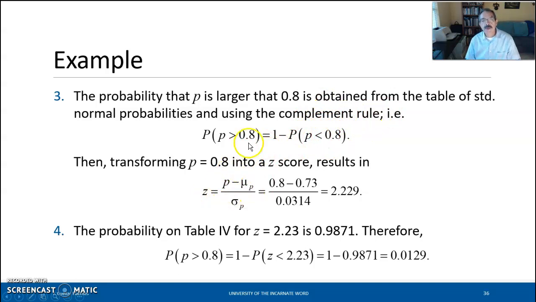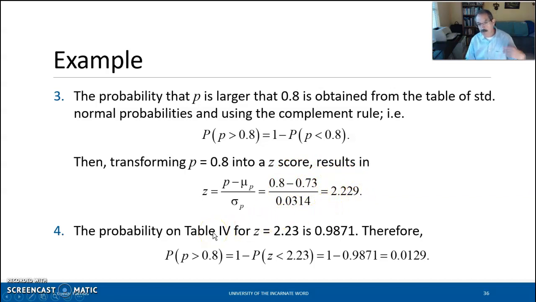All right. So now that we know the sample proportion of being 0.8, we calculate the corresponding z-value. The proportion is 0.8. The mean, as we determined in the previous slide, is 0.73. And the standard deviation of the sampling distribution of the proportion is 0.0314. We carry out this calculation and we obtain 2.29.